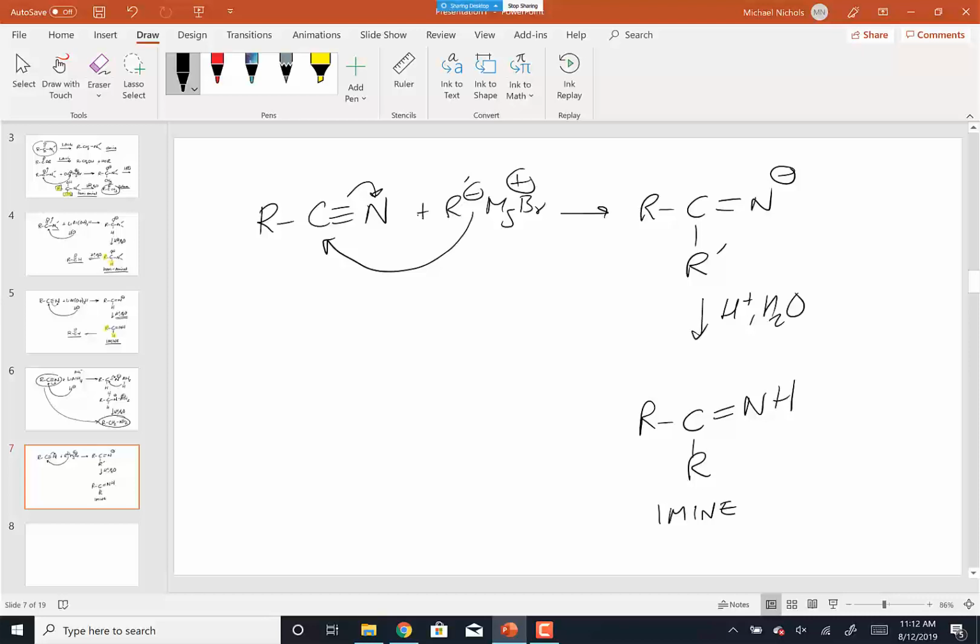It's an imine. Imines are imines regardless of whether they're aldehydes or ketones. So I made the imine with the aldehyde before, now I made the imine with a ketone. Is our imine stable? Not in acid and water, so what's this going to convert back to? The ketone.